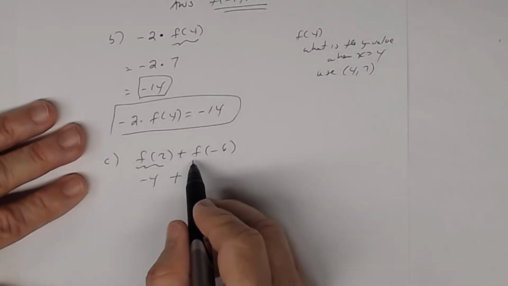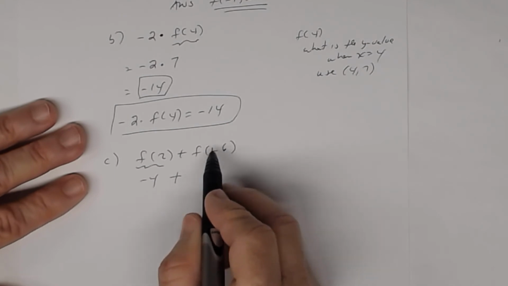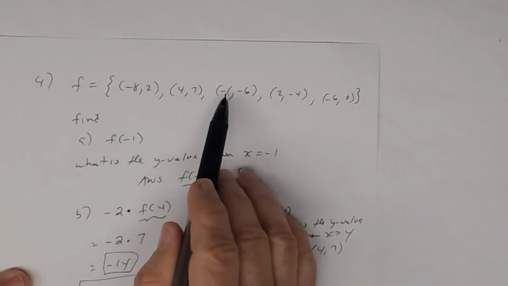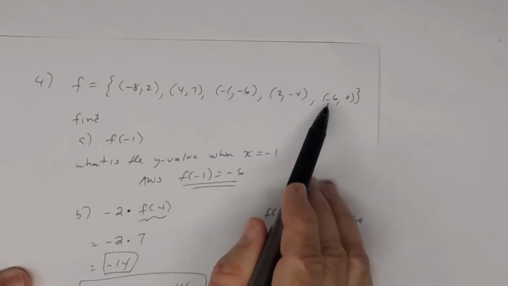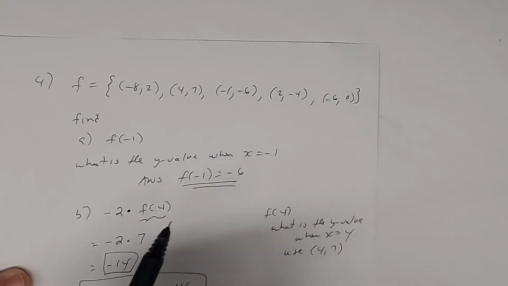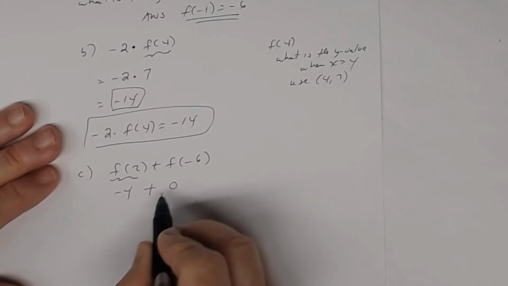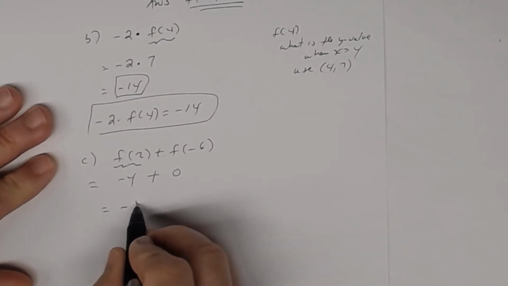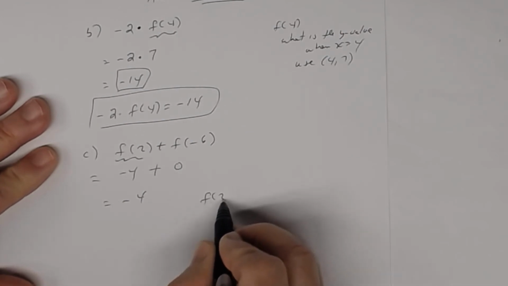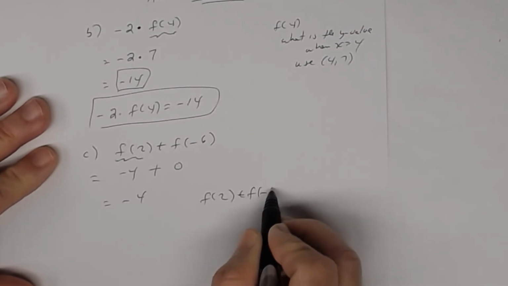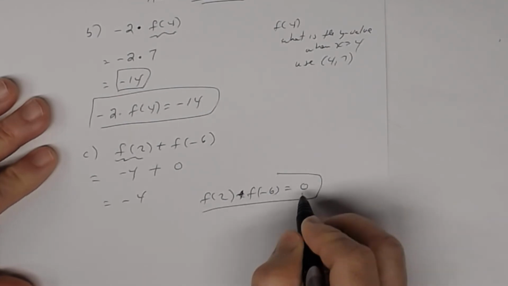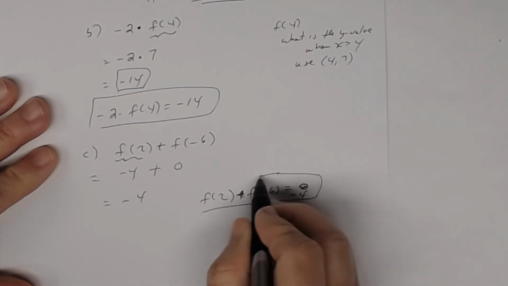Now we do the same thing here. What is my y value when x is negative 6? Well, when x is negative 6, that's this one, my y value is 0. So this right here is equal to negative 4 plus 0, which is just negative 4. So f of 2 plus f of negative 6 equals negative 4.